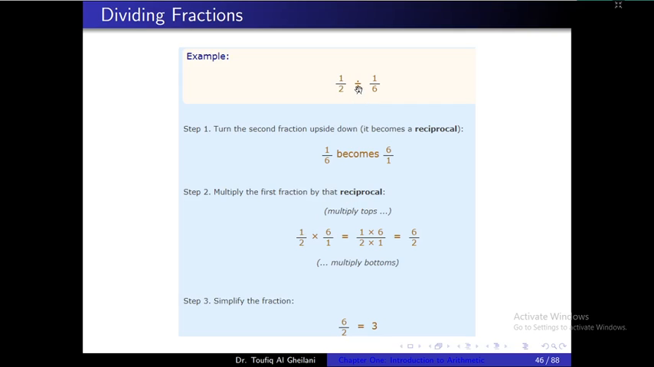Then we change the division to multiplication. The reciprocal of 6 is 1 over 6, and the reciprocal of 6 over 1 is 1 over 6. Now it becomes multiplying fractions: 1 times 1 is 1, 2 times 6 is 12, so the answer is 1 over 12.